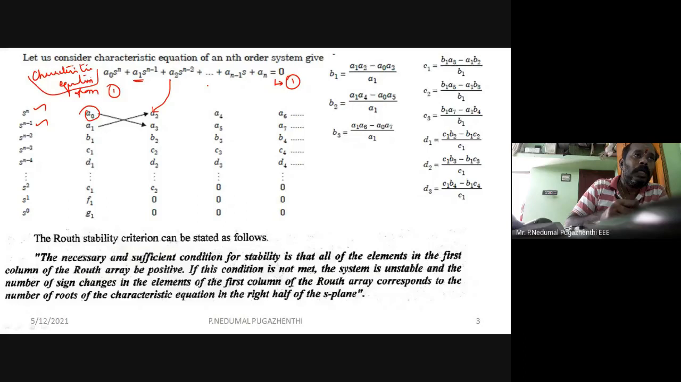In the second row, it is s power n minus 1. I will take the coefficient of s power n minus 1. What is the coefficient of s power n minus 1 from equation 1? Yes, it is A1. So I will take A1. I will leave A2, take A3, leave A4, take A5. Then it goes on up to whatever I have in the equation.